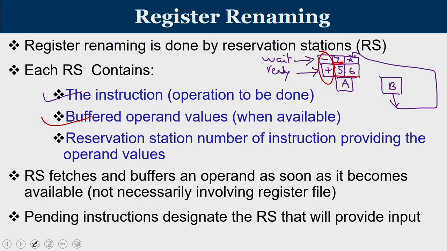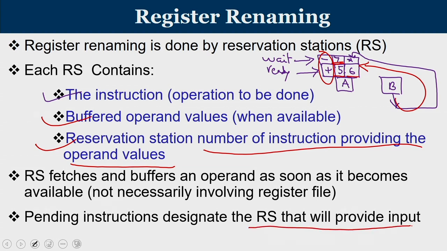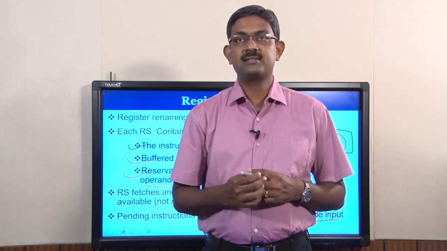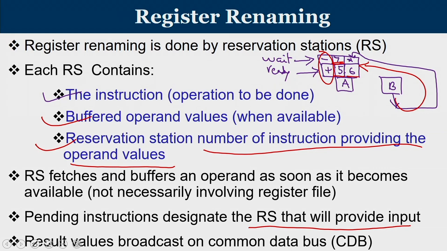So if it is waiting, it has to tell for which reservation station it is waiting. So it is actually waiting for a result that is to be produced by B. So reservation station number of instruction providing the operand values. So reservation station fetches and buffers an operand as soon as it becomes available. All pending instructions, you will tell which reservation station will produce. We will learn about how the reservation station works while we work with the Tomasulo algorithm that will come in the next lecture.